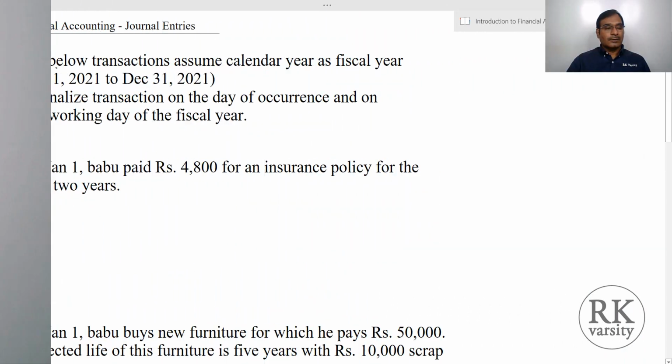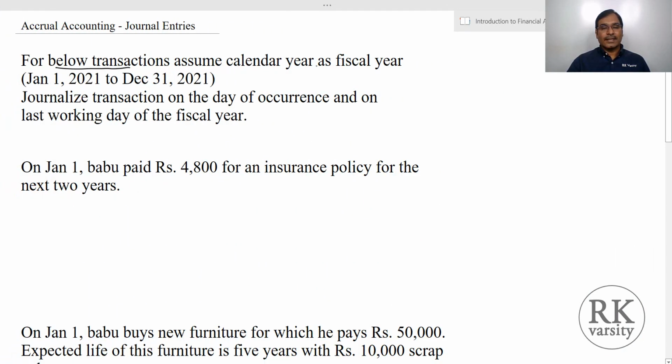I'll explain this with certain examples. So pay key attention in understanding this, because many times students find difficulty in recording transactions, especially related to accrual accounting. So for the below transactions, assume the calendar year as the fiscal year, that is January 1st, 2021 to December 31st. This is your fiscal year or financial year, or you can say the accounting year. So consider the accounting year as January 1st to December 31st.